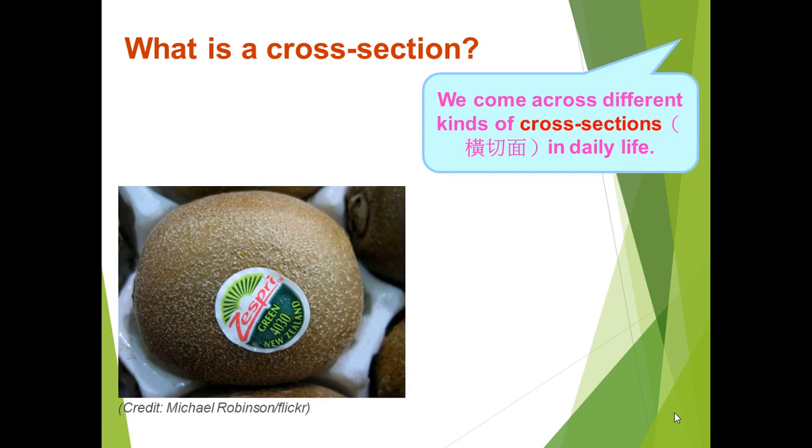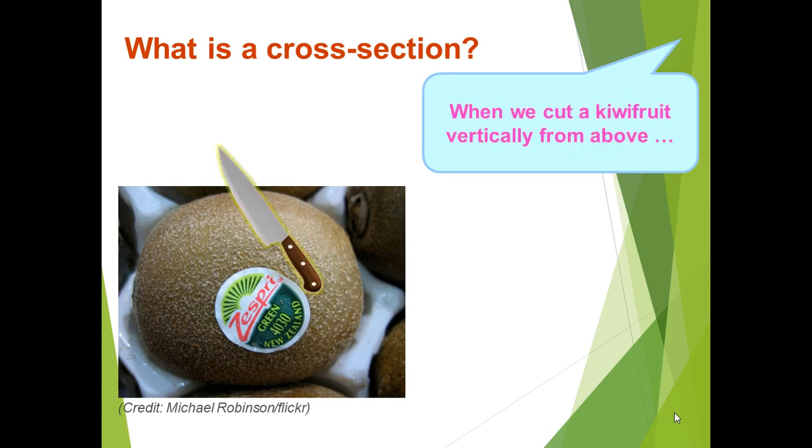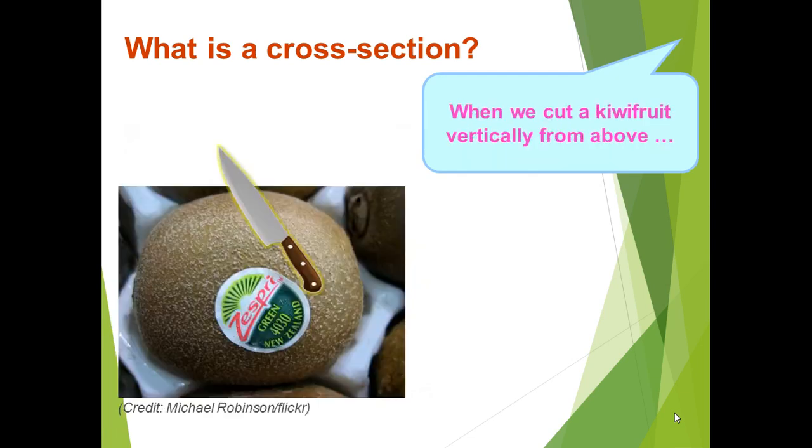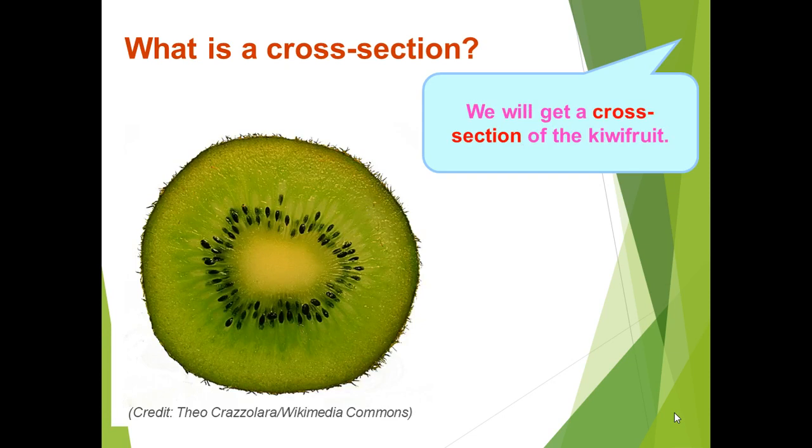So cross section actually is not a specific concept only for geography subject, because I know that some of you may already learn that in your math subjects. So actually, what is cross section? It means that if you use a knife to cut something into half, the surface that is in touch with the knife is called the cross section.